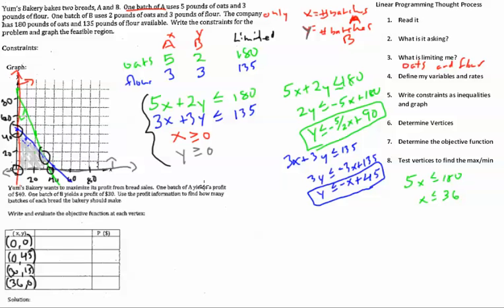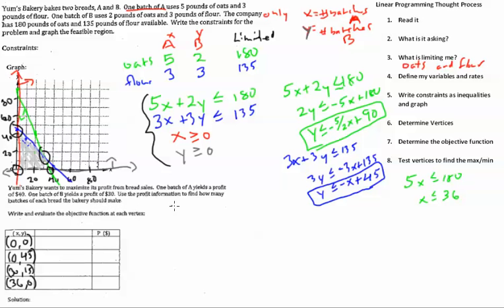One batch of bread A yields a profit of $40. And what do we define one batch of A as? We've already defined one batch of A as our x value up here, right? So my objective function is going to be about profit. One batch of bread A yields $40, and one batch of bread B yields $30. So use this information to find how many batches of each bread the bakery should make.